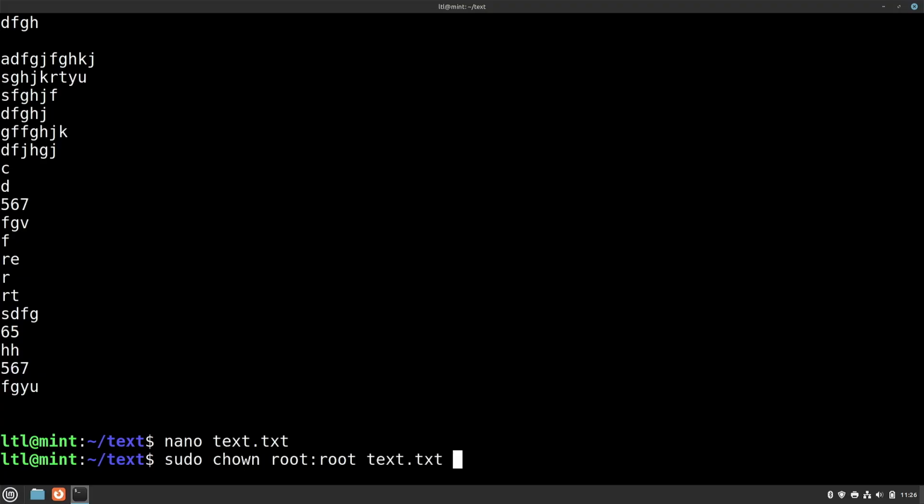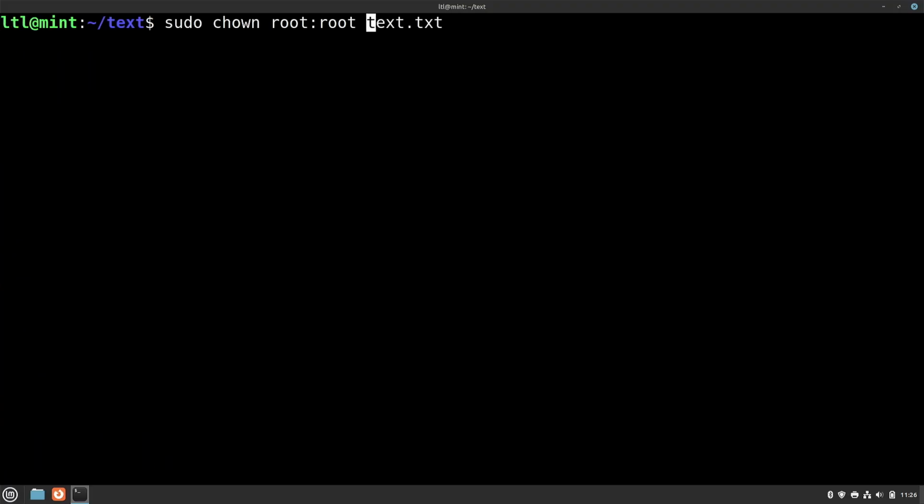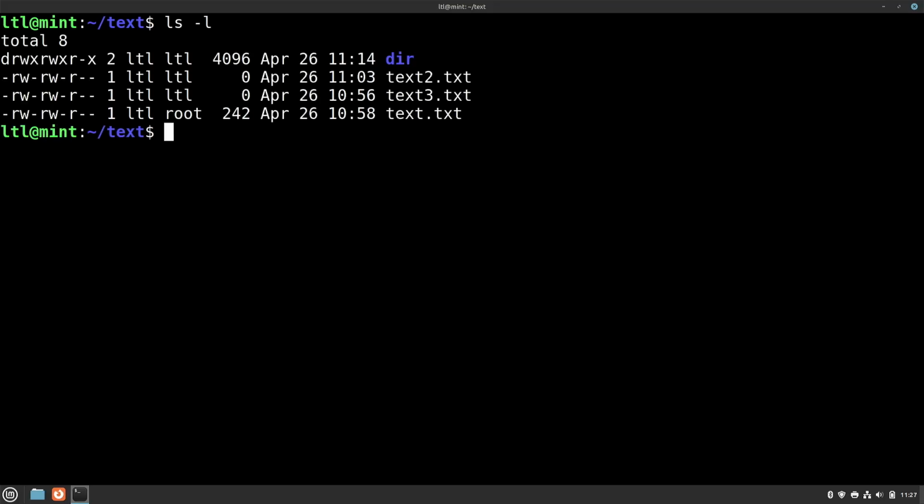I can go back up here to my chown, and if I want to put that back, I can do LTL colon LTL, to put it back exactly the way it was. I can also keep the root group the same. Or if it's the same group, I don't even need to put the group in there. I just hit enter. ls -l. Typo. And while I own it, root can still have access to it too.